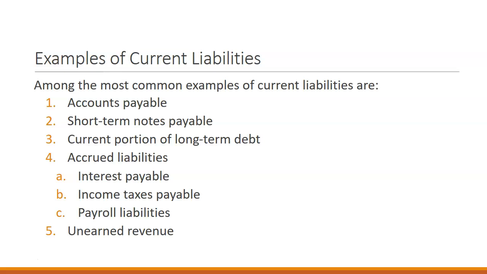Many examples of our current liabilities are included here. We're going to talk about a few of them step by step, but accounts payable, which we've already seen in several other chapters, and short-term notes payable, which is a note that would be due less than a year from now. The current portion of long-term debt means that we have long-term debt, such as a building loan, which is generally for 15 to 30 years, and it's the amount that's due within the next year. So that's the current portion of long-term debt.